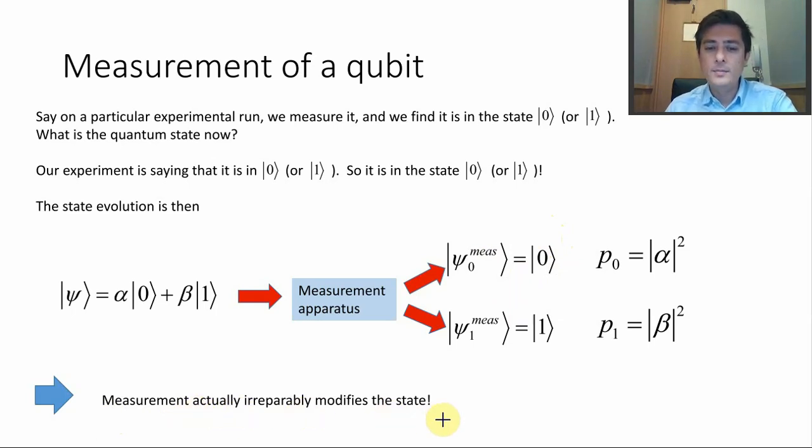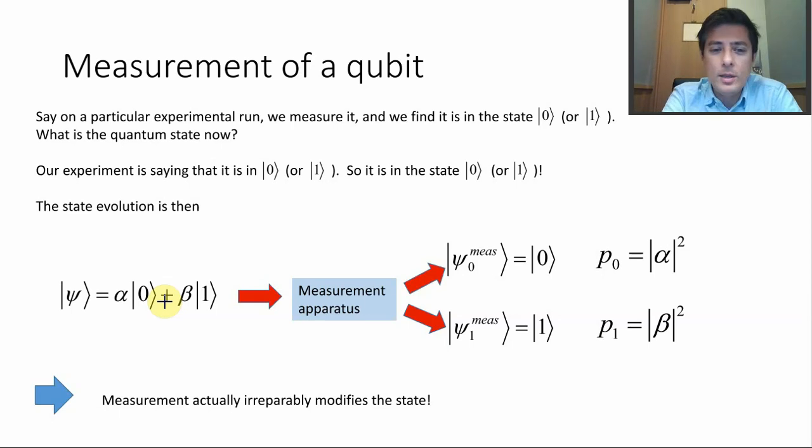It's irreparable because you cannot really recover the original state. After you've done your measurement, you've destroyed the state a little bit. You can maybe get the probabilities of these things, but you can never really get back the original state. The only way to get back your original state is to redo the experiment and re-prepare your state using whatever procedure.